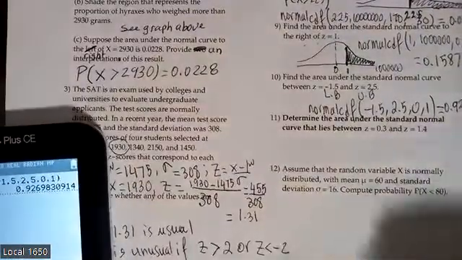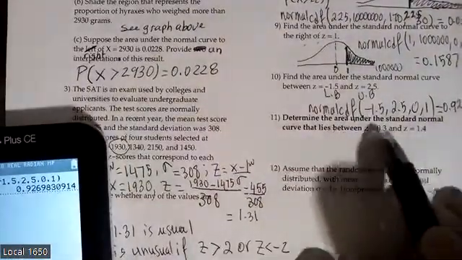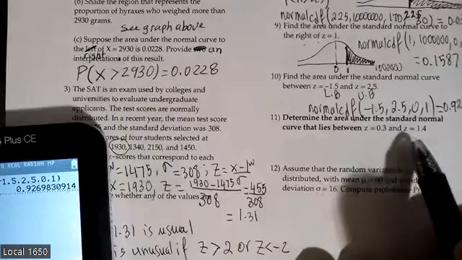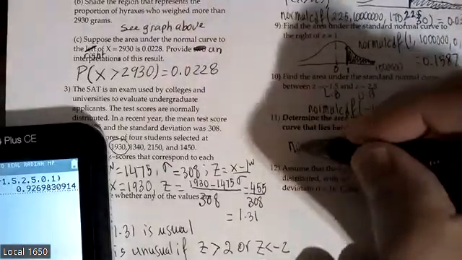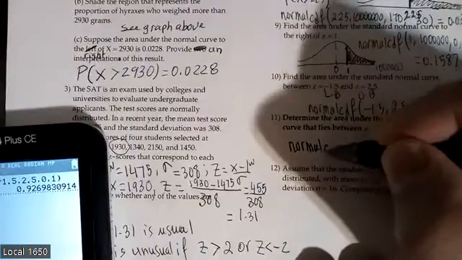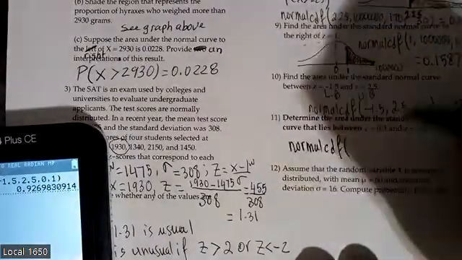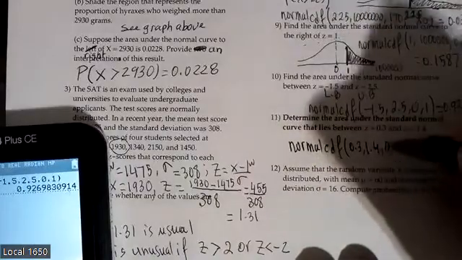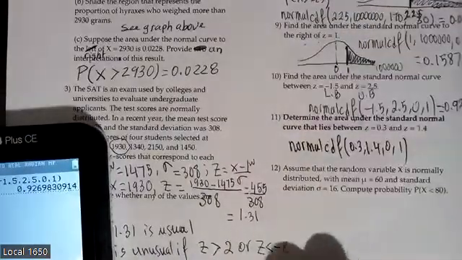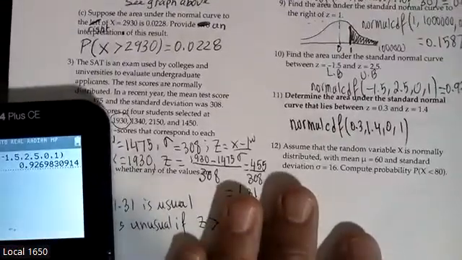Okay, guys, 11 is the same. Determine the area under the curve between. Between should be very easy. It's clear what we have, a lower bound and upper bound. So you do normal CDF, 0.3, 1.4, comma 0, comma 1. I'll let you find the answer.